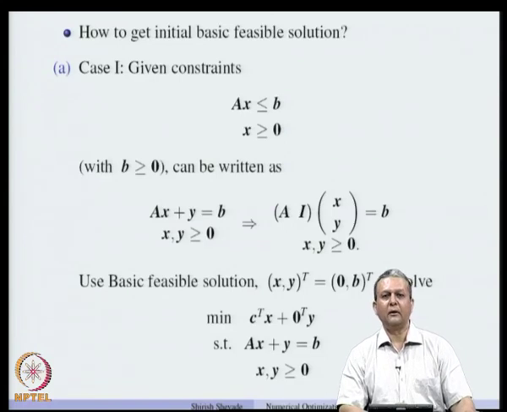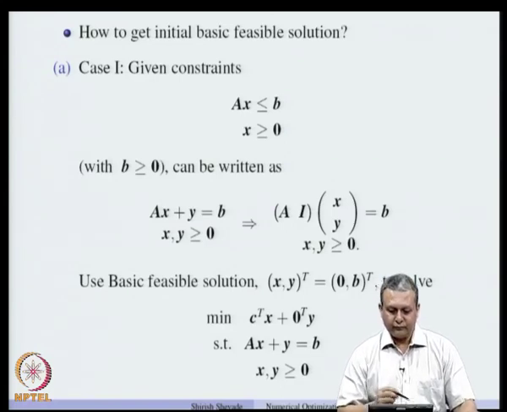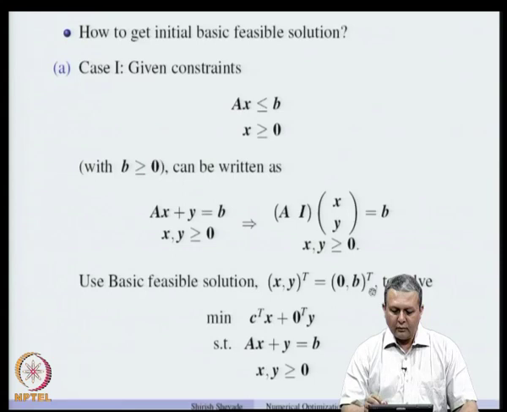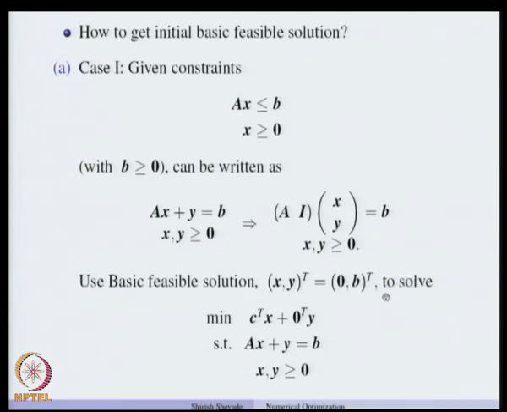On the other hand, if we use this basic feasible solution, then one can solve the problem: minimize c transpose x plus 0 transpose y subject to x plus y equal to b, x, y greater than or equal to 0. In the objective function, the costs associated with the slack variables are 0, and one can solve this problem with the initial basic feasible solution as x equal to 0 and y equal to b.